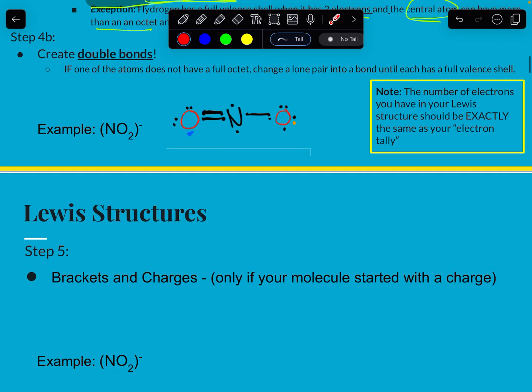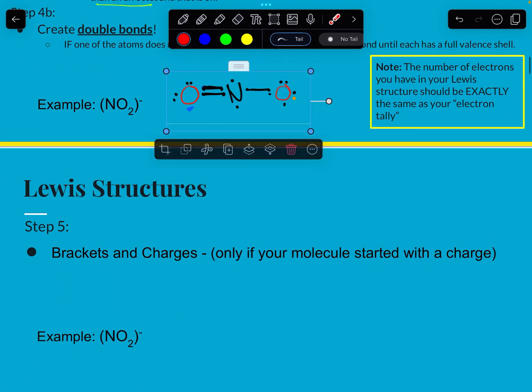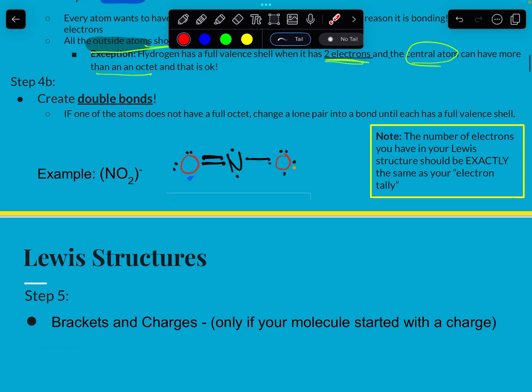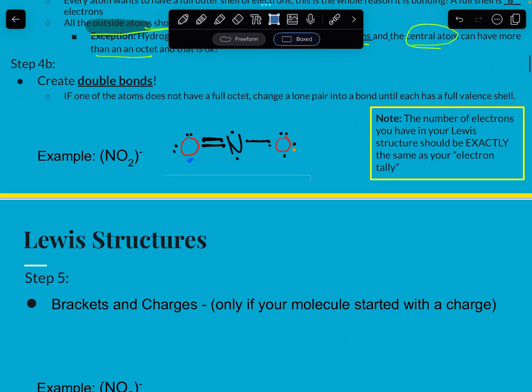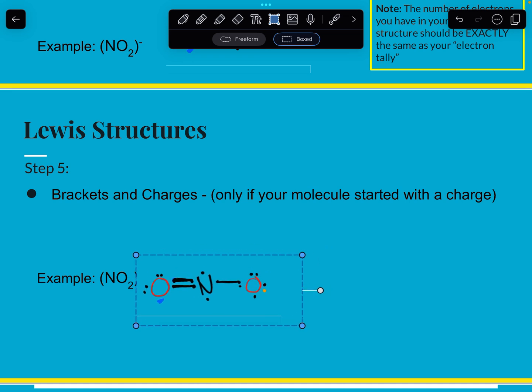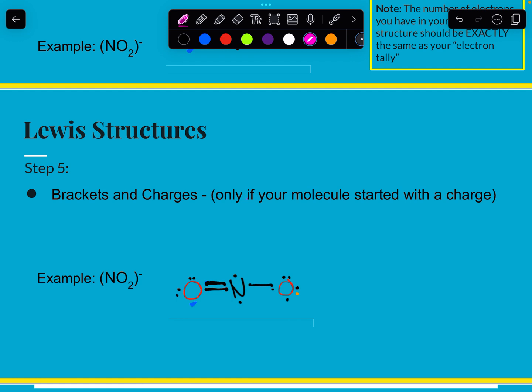All right, final piece to this. Let's bring our picture down. Copy. Okay, there we go. The final thing is if, keyword here, if your molecule started with a charge, we want to show that on our final picture by putting brackets around it and then the charge outside. So that right there would be my final answer for the Lewis structure for our NO2 minus molecule.